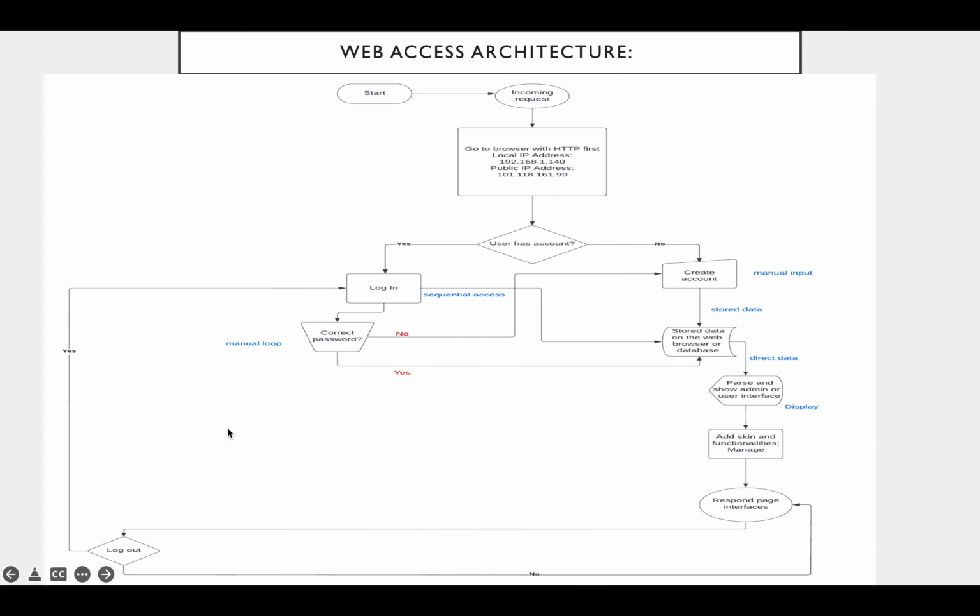And this one is the web access architecture. You start with an incoming request and go to the browser with HTTP first, and then type your public IP address and have an account login. Is that the correct password? It will loop manually. If no, you will go to create account. Yes, we will store in the database, and then direct the data to the page and add a skin to manage and respond into the interface.